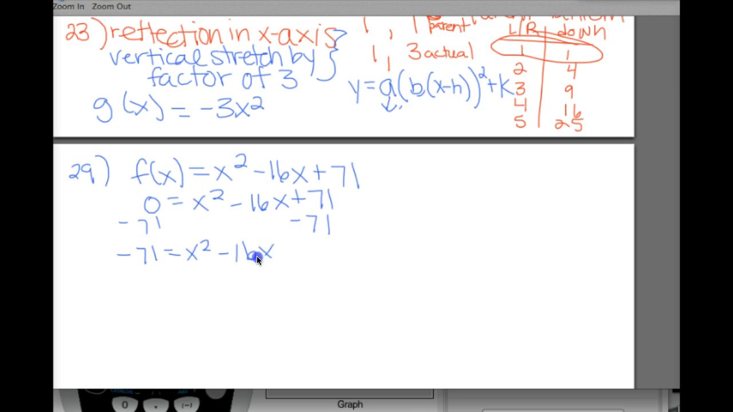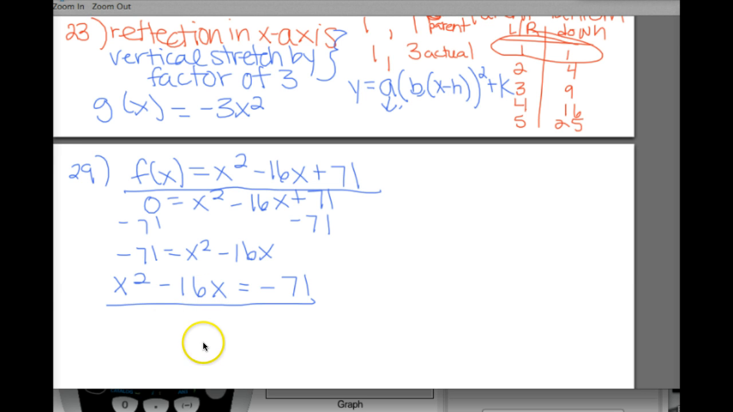And then remember that we want to flip-flop the sides. So x squared minus 16x equals negative 71. Again, we had said in class, if you can just look at this and automatically go to here, that's fine. You don't have to show this. If you keep missing it, then you should show it. So once it's in this form, now I need to factor out the a value. Here the a value is 1. So 1 times x squared minus 16x equals negative 71.